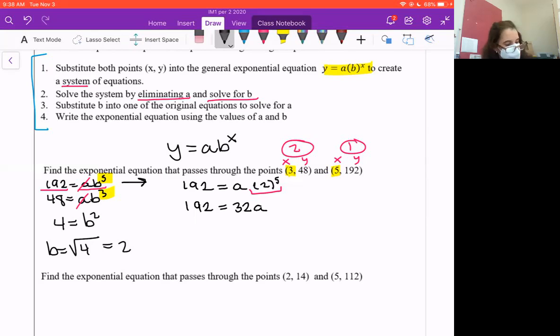Last step, I'm going to divide. So divide by 32. And a is 6. 192 divided by 32 is 6. So I now know my a and my b. So my equation will be 6 times 2 to the x power. Okay, so a times b to the x.